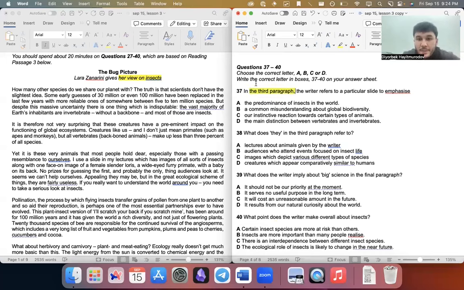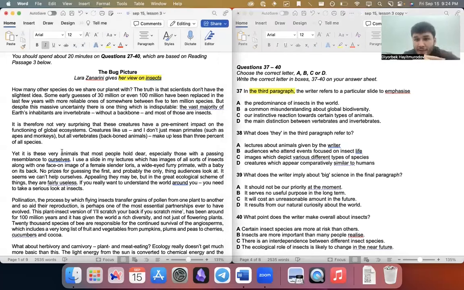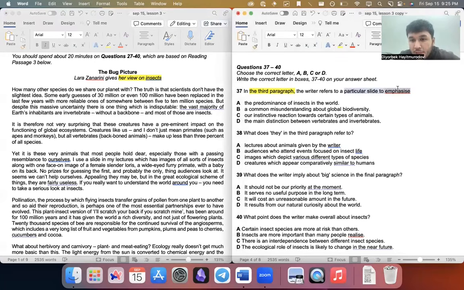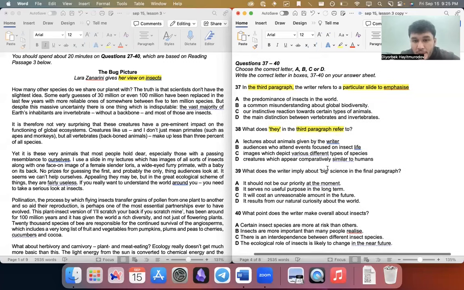When you're doing it on paper, guys, go to paragraph number three and write 37. The writer refers to a particular slide to emphasize... what does that mean in the third paragraph? All right. What does the writer imply about big science in the final paragraph? Go down and look at the final paragraph. What point does the writer make about insects, guys? This last question is called global understanding. It's called global understanding.